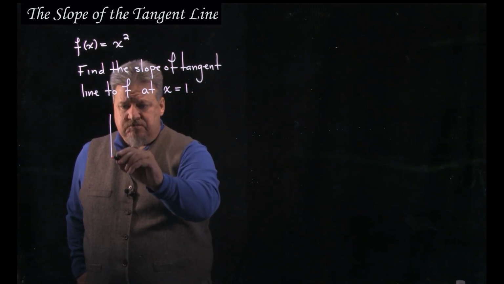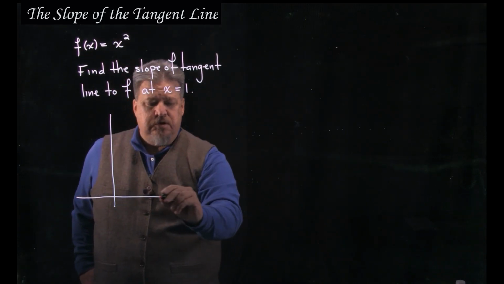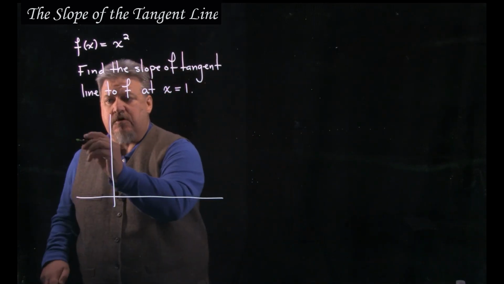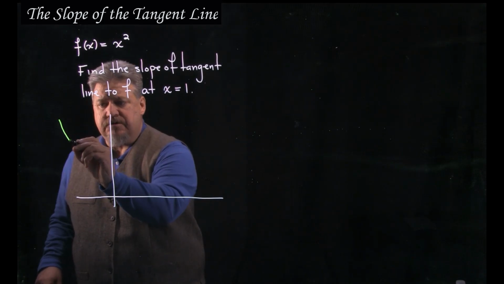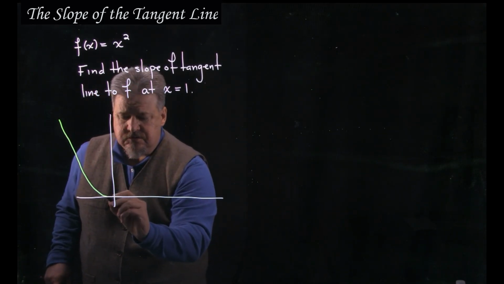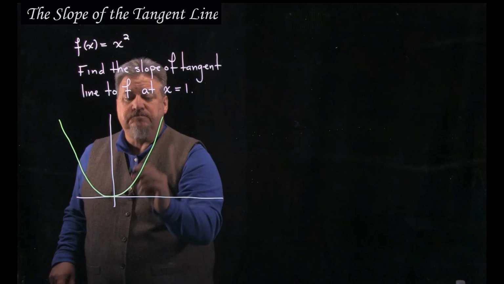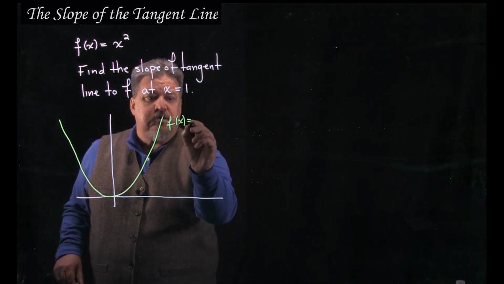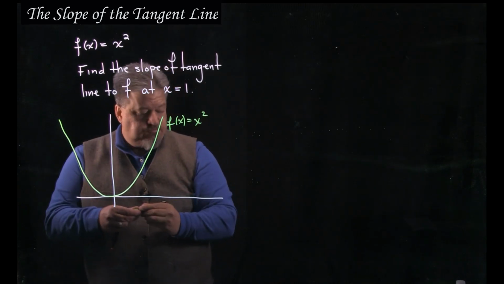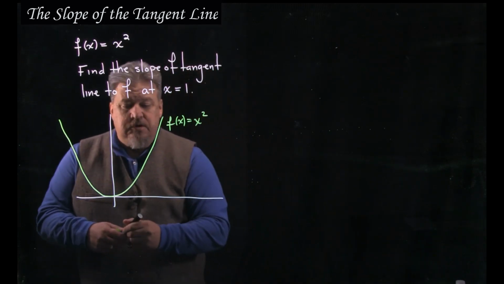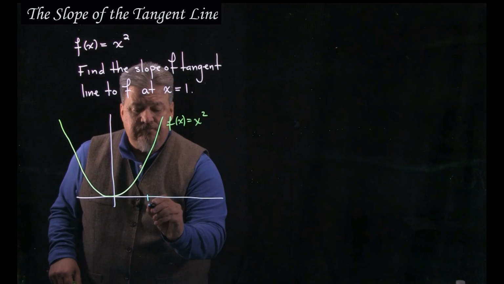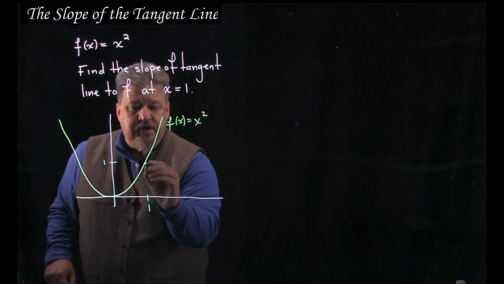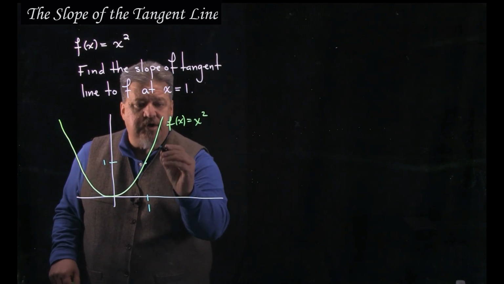And let's look at a picture before we venture too far forward into the problem. So let's look at the parabola. Okay. So this is f of x equal x squared. So let's say here this is 1. 1 squared is 1. So this is 1. And so here is the point on the graph, 1, 1.